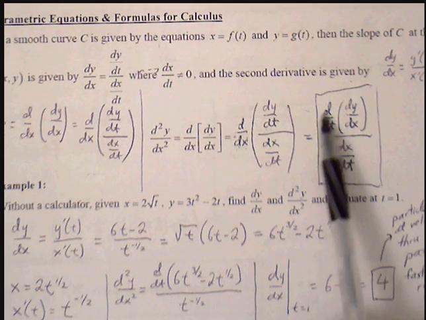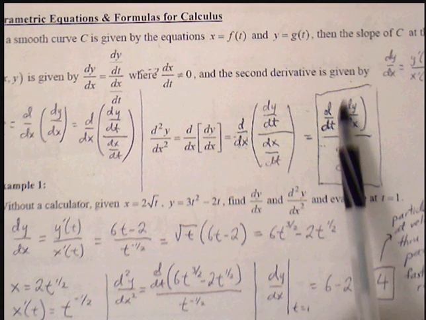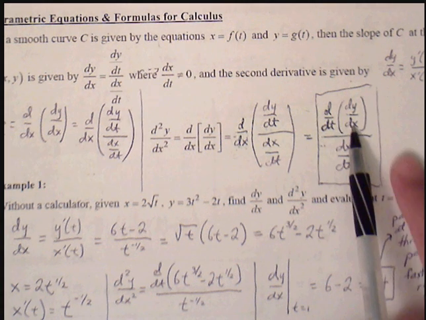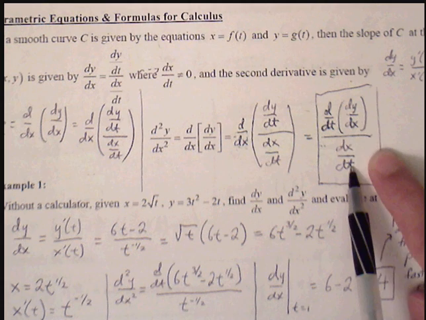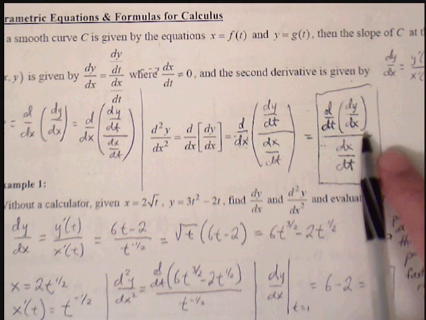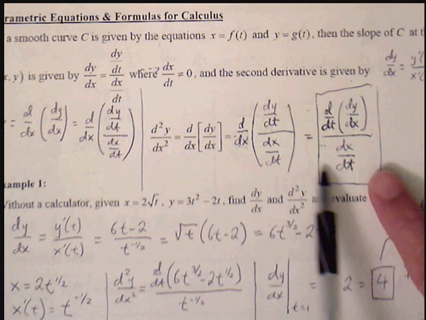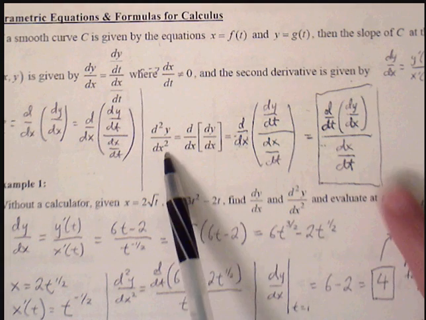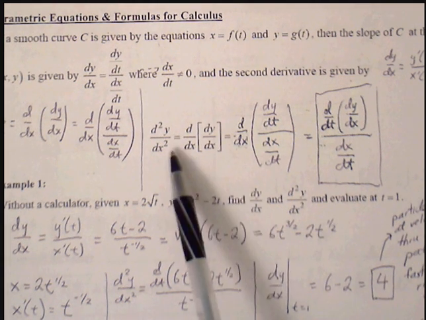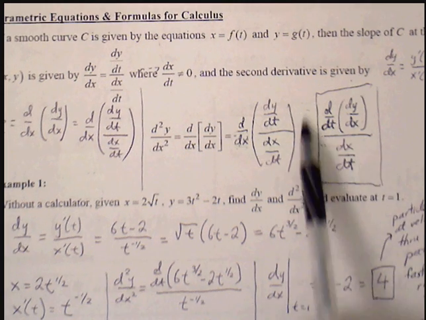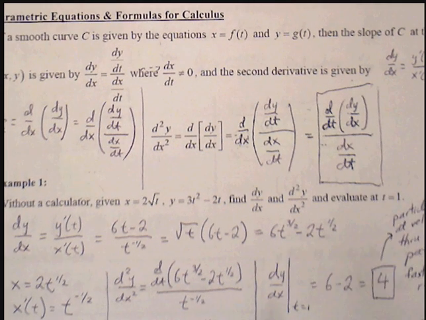So this represents the second derivative for parametric equations. We're basically finding the d/dt of dy/dx, where dy/dx is what we found from the first derivative, all over dx/dt. I just wanted to highlight where this is coming from and the stages of changes that we take to arrive at the second derivative rule.